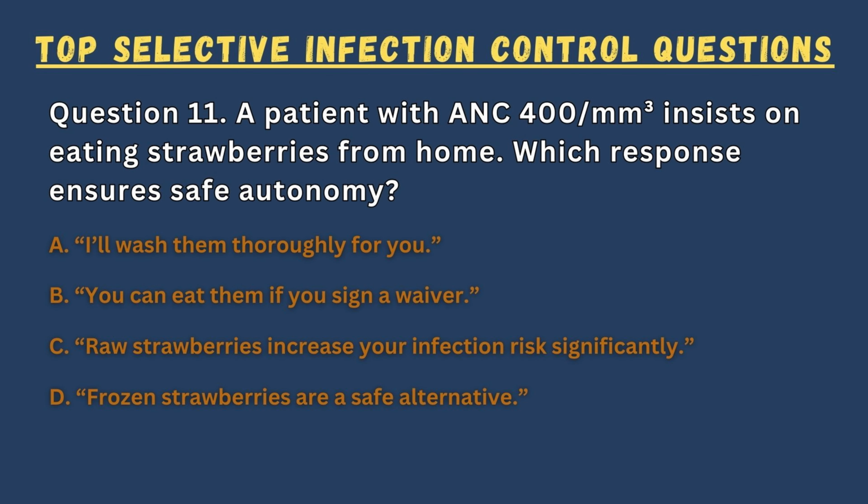Question 11. A patient with ANC 400 per cubic millimeter insists on eating strawberries from home. Which response ensures safe autonomy? A. I'll wash them thoroughly for you. B. You can eat them if you sign a waiver. C. Raw strawberries increase your infection risk significantly. D. Frozen strawberries are a safe alternative.